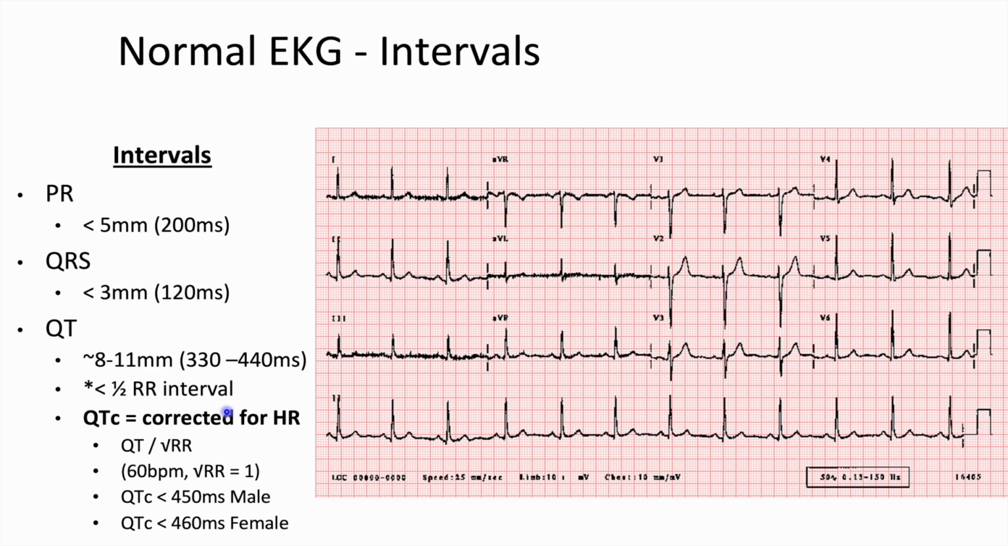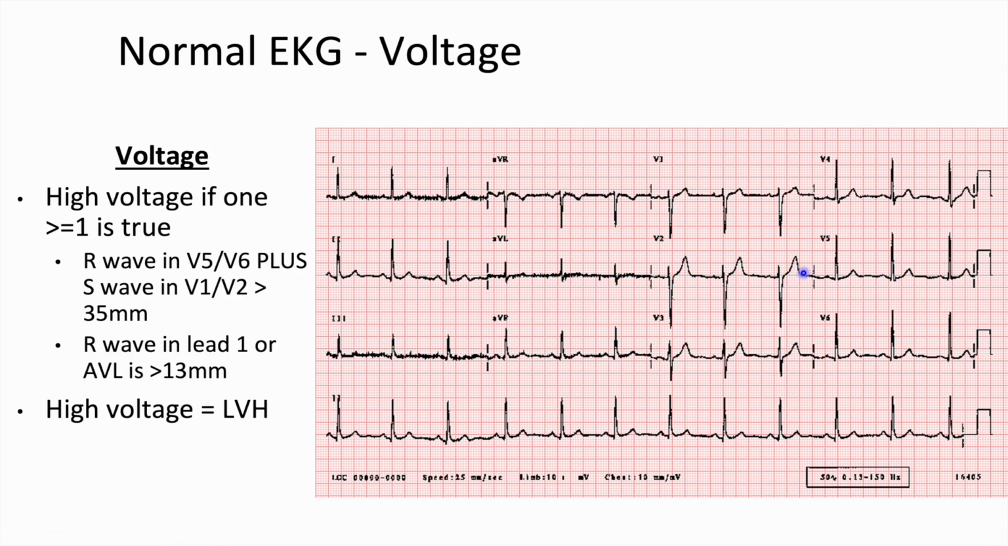Generally on exams, they'll probably give you a heart rate of 60 beats per minute. The good thing about that is the square root of the distance from R to R ends up being 1. So then the QTc is the same as the QT interval. If it's slightly below or slightly above, then you can figure generally what it'll be, or you can calculate it. A normal QTc is going to be less than 450 in males and less than 460 in females. So the next thing that you want to look at on an EKG is the voltage.